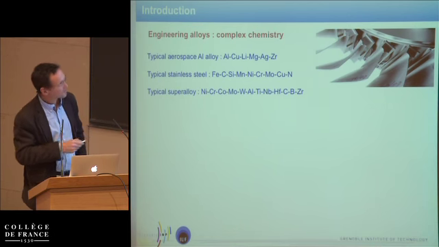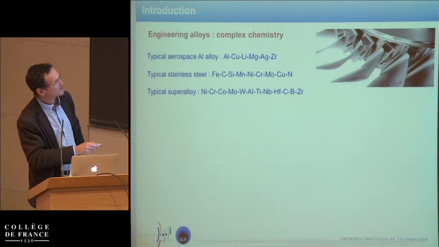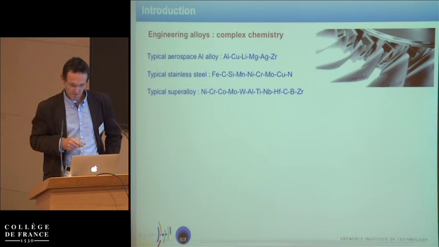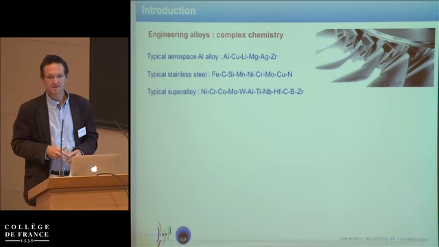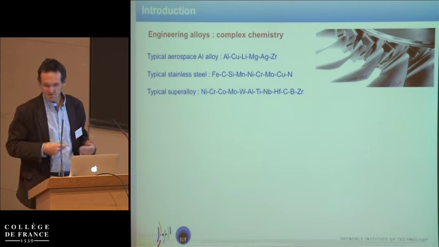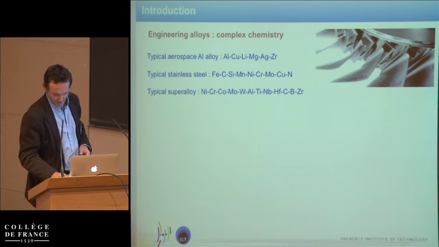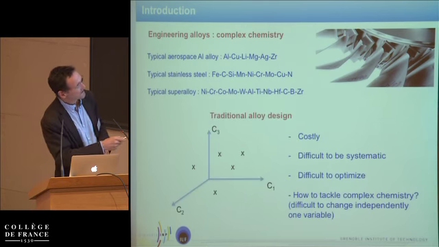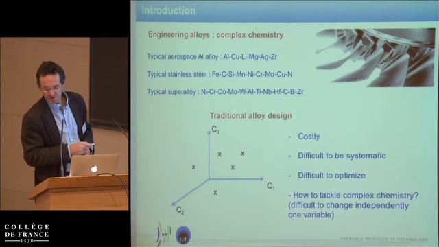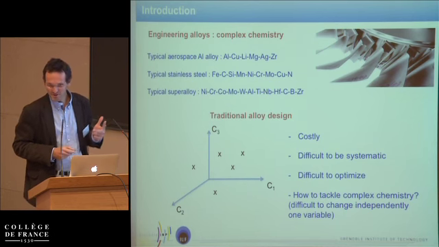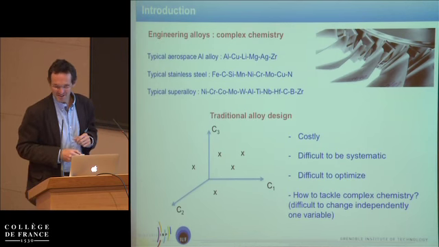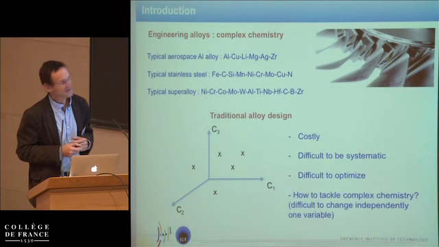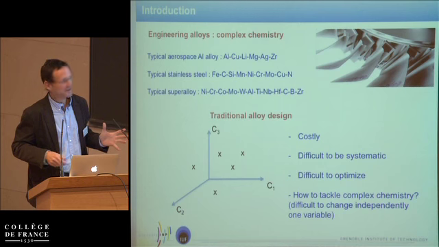Of course, to reach such compositions, such chemistries, to make these alloys, it requires a lot of development effort. It's decades and decades of optimization of alloys, and usually it's done like this. You make different alloys of different compositions. Here I've restricted myself to three compositions because it's easier to show. If you're in a 10-dimensional composition space, it becomes awfully complicated and obviously intractable.